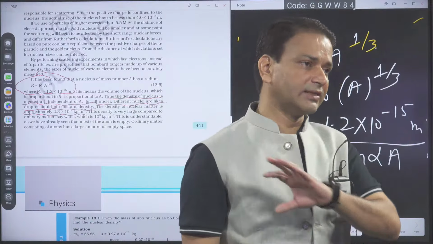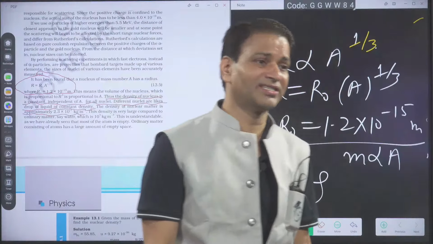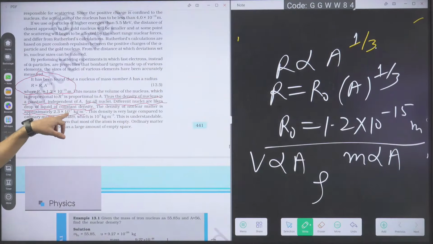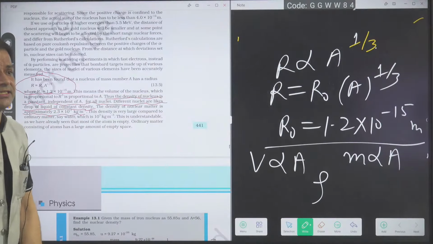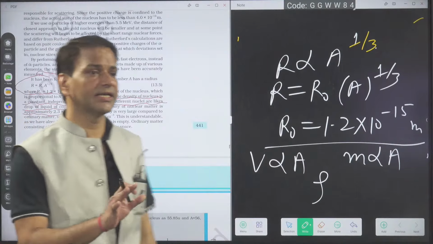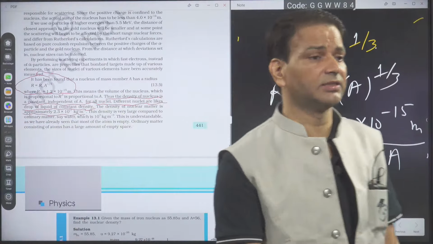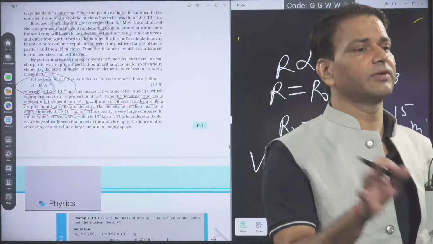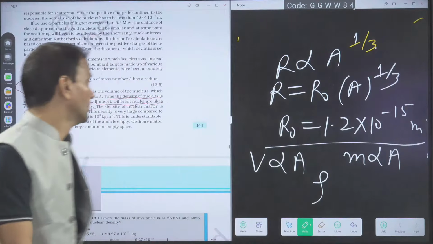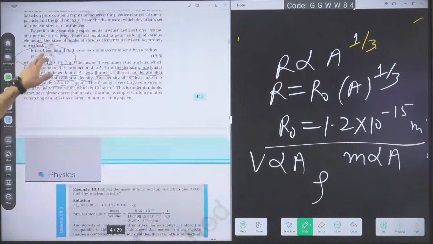Approximately we can say the density for all nuclei is the same, and that is of the order of 10 to the power 17. Directly remember this value. It is approximately 2.3 into 10 to the power 17 kg per meter cube. It is the density of the nucleus, and it is constant for all nuclei. It doesn't depend upon the mass number.